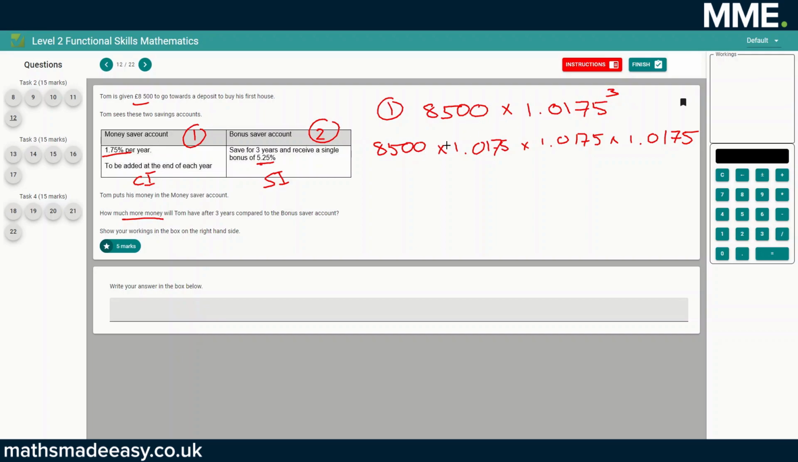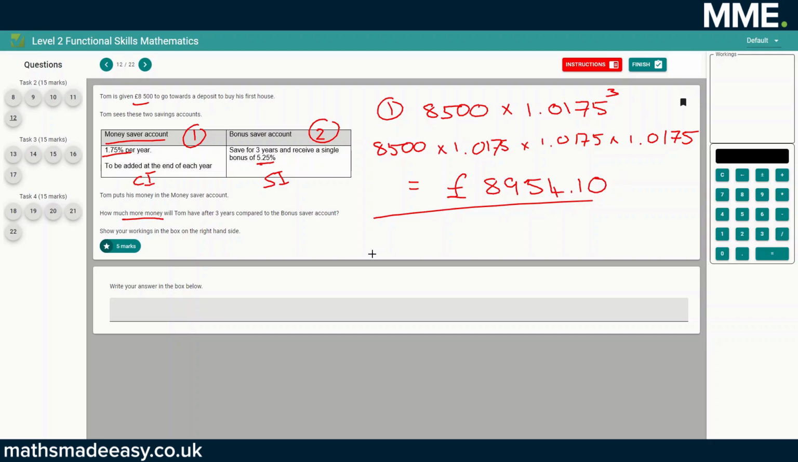So plugging either one of these into the calculator will get you a value of £8,954 and 10 pence. So that'll be the value after 3 years, the total value of the account for the money saving account option. Always remember to also add the 0 at the end when talking about money.